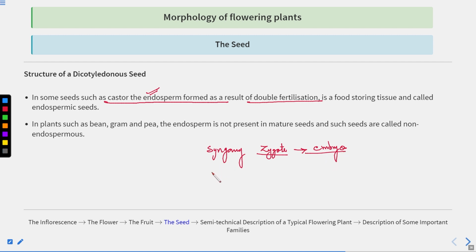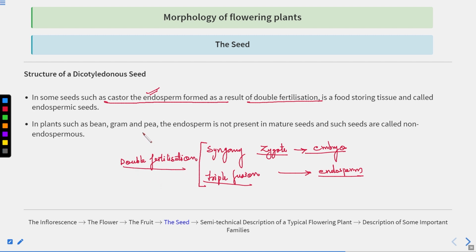Now there is a triple fusion, and there is a formation of endosperm. And these syngamy and triple fusion together are called double fertilization. Right? So in some seeds such as castor, the endosperm formed as a result of double fertilization is a food storing tissue, and such a seed is called an endospermic seed.